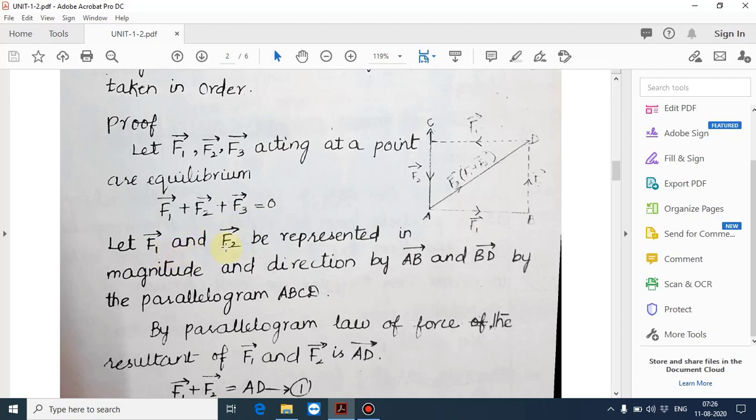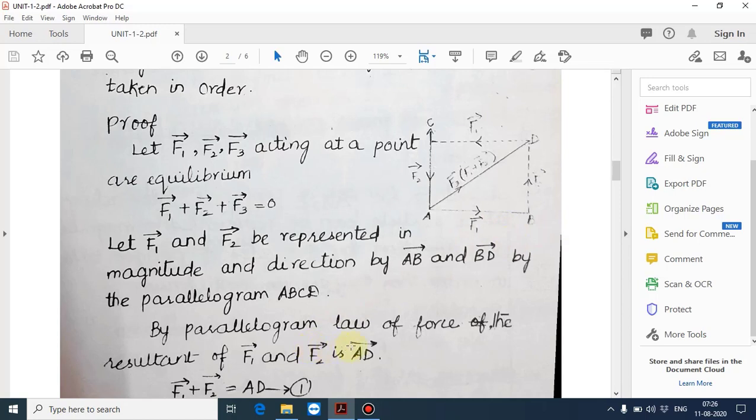Next, we are assuming F1 and F2 can be represented in magnitude and direction by AB and BD of the parallelogram ABCD. Here we are using AB and BD as dummy. By the parallelogram law of force, we are taking AB and BD as F1 and F2.